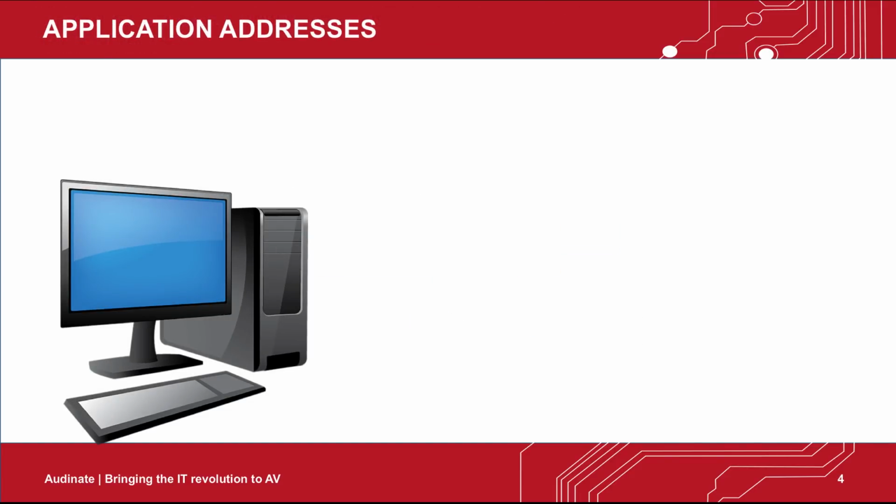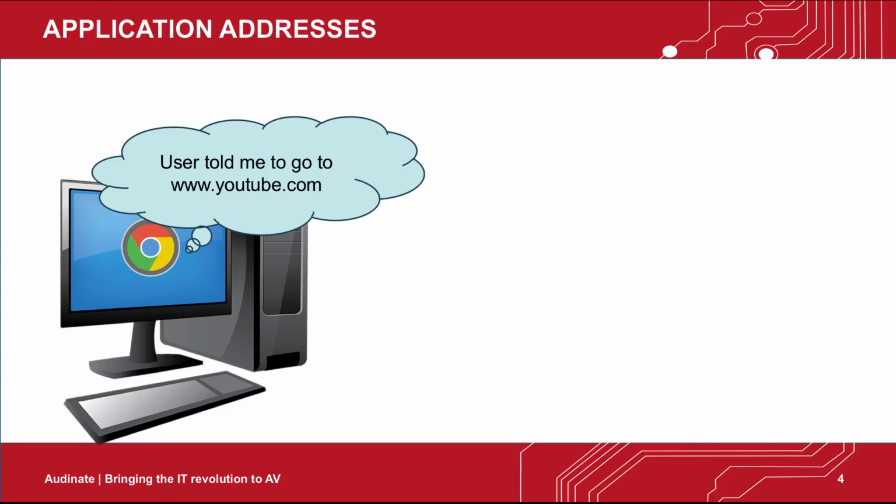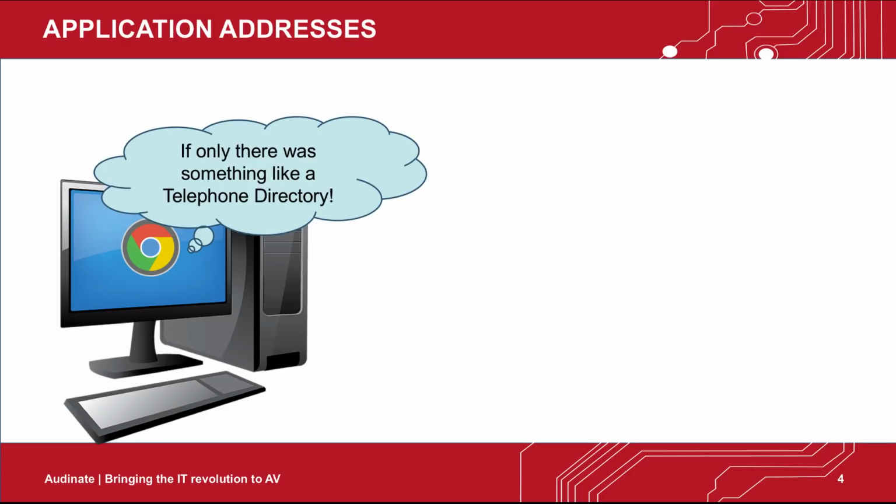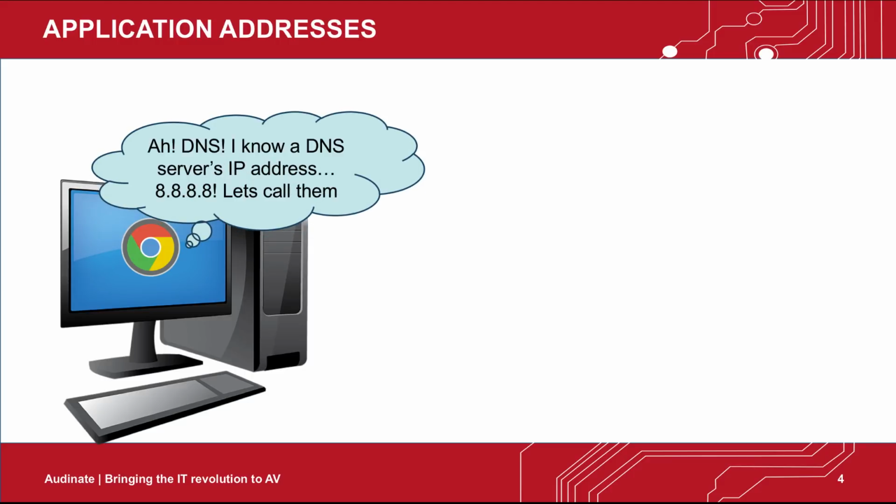Here's what happens when you run a session on a computer. First, you open a browser, in this case Google Chrome, and type in youtube.com. The browser tells itself, I don't know YouTube's IP address. I wonder if there's something like a directory. Then it thinks to itself, DNS. I know a DNS server's IP address, which is 8.8.8.8. Let's call them.